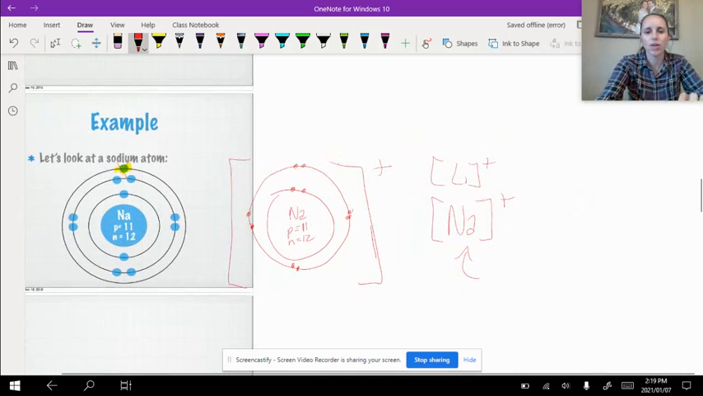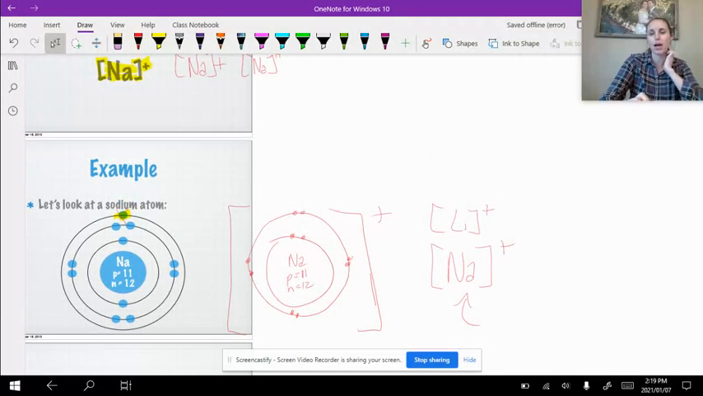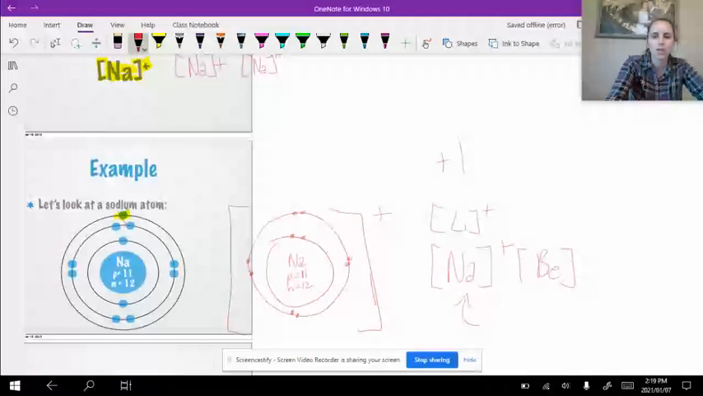So if you have a paper copy of your periodic table, I would go ahead and write a big +1 at the top of that column, because anything that's in that first column has a charge of +1. Down here, beryllium has a charge of 2 plus. Calcium's going to have a charge of 2 plus.